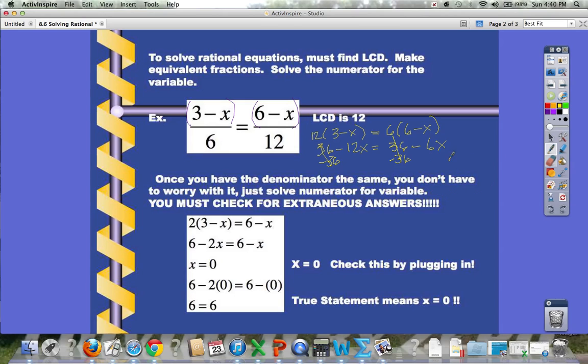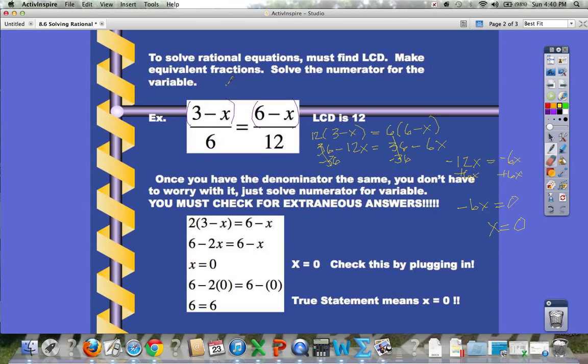I have negative 12x equals negative 6x. I need to combine like terms. So I'm going to add 6x and add 6x. That's going to give me negative 6x equals 0. When I divide, I'm going to get x is equal to 0. You need to check your answer in your equation.